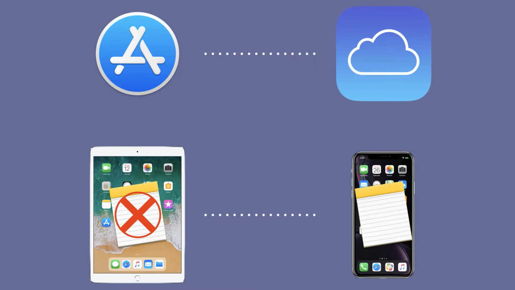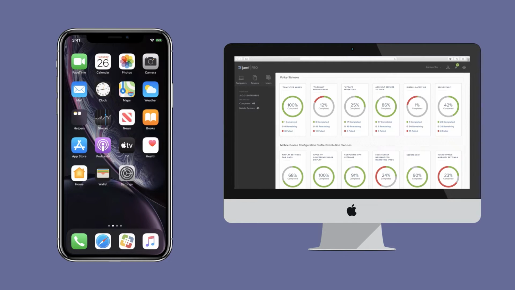It's also important to understand app data and its backup locations when it comes to iCloud backups. If we want to keep applications from backing up to iCloud or iTunes, we can modify these settings with a configuration profile in Jamf Pro.